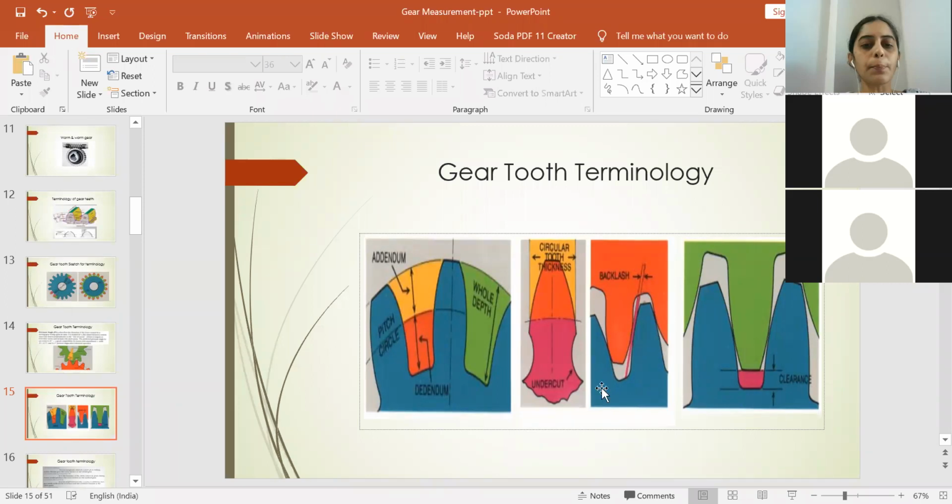And then you should know what you mean by backlash. When you have mating of gears with the driving and the driven gear, there will always be some distance between the two surfaces of the teeth which have been meshed together. This distance is termed our backlash.